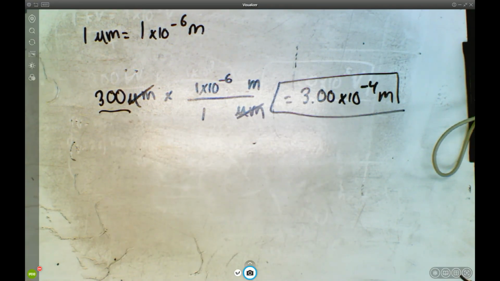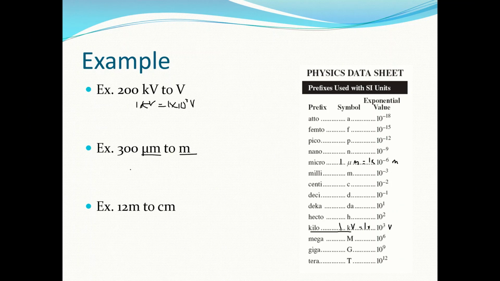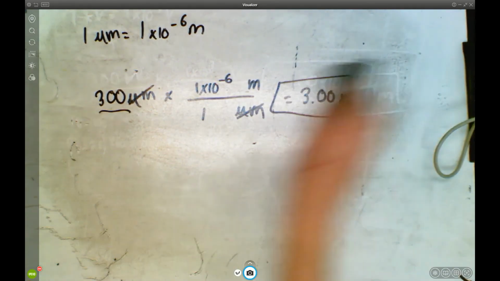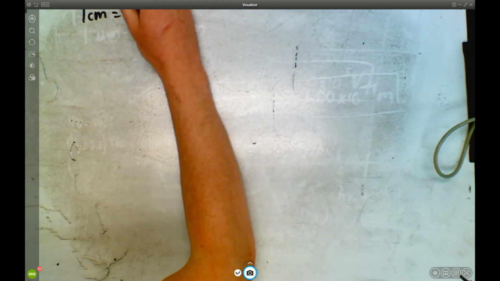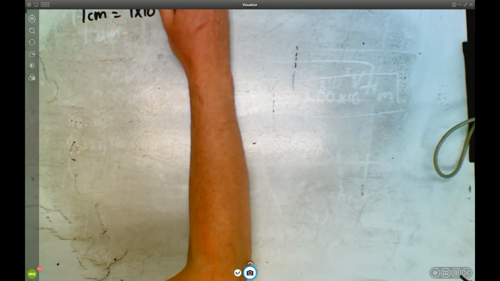Okay, we'll do one more. 12 centimeters into meters. So a centimeter is equal to 1 times 10 to the negative 2 meters. So let's write that out to start. One centimeter is equal to 1 times 10 to the negative 2 meters.